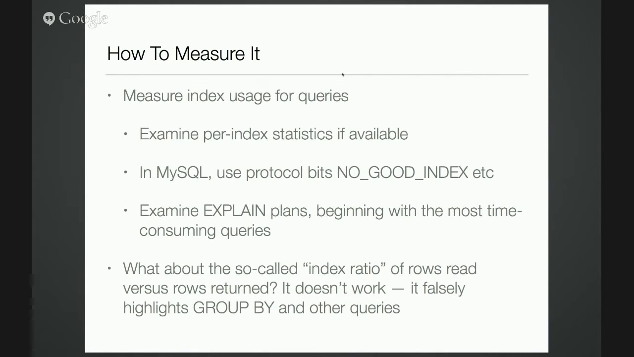And in some databases like MySQL, you can actually see little flags set in the protocol on the wire. That's one of the things that VividCortex does. We decode that protocol coming back across the network, and we can pull out those little flags and say, this query didn't use a good index.